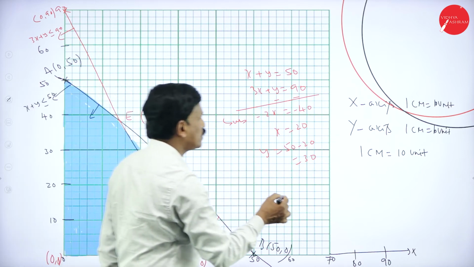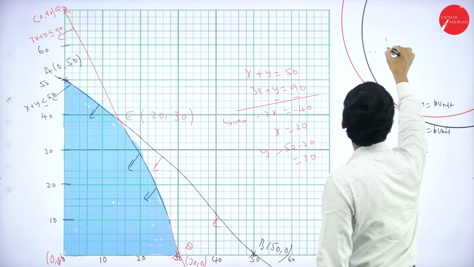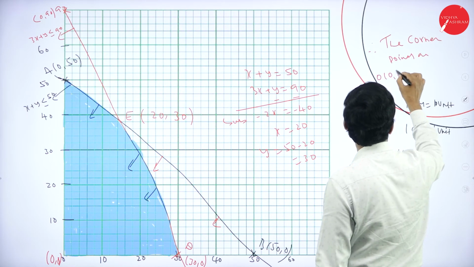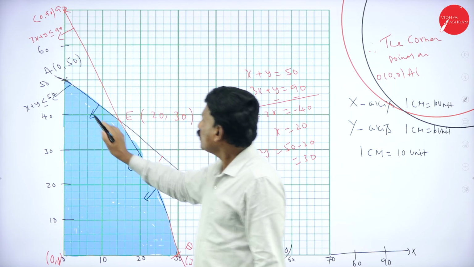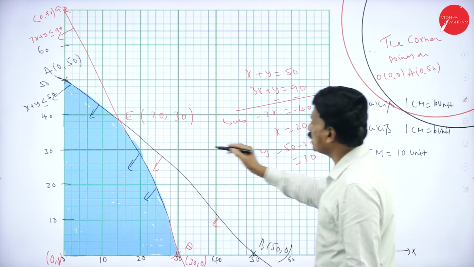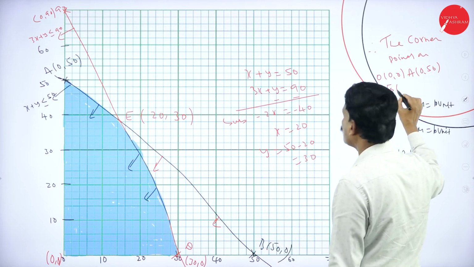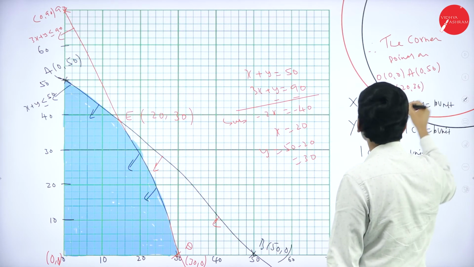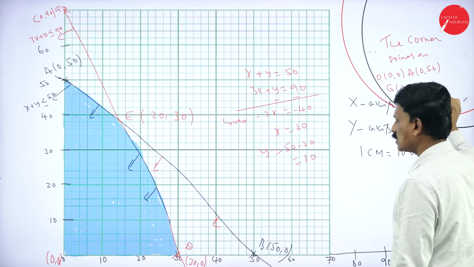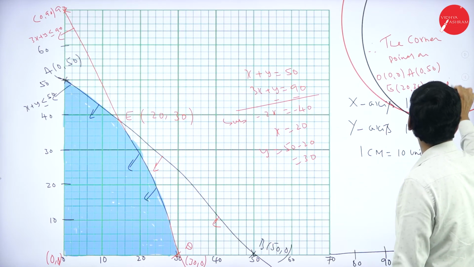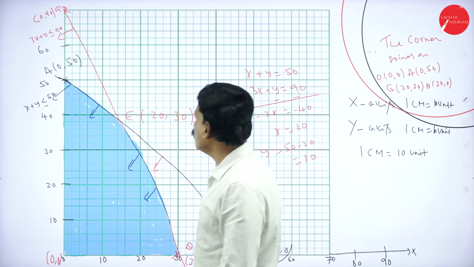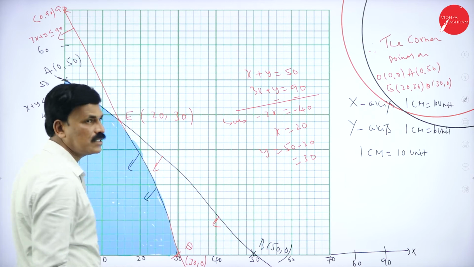So therefore the corner points are O 0, comma 0, and A. What is A? A is equal to 0, comma 50, and then E. E is equal to 20, comma 30, and then the last point where it cuts is D. D is equal to 30, comma 0. So these are the corner points. Now substitute these points in the given value, max or minimum, and you will get the required solution.